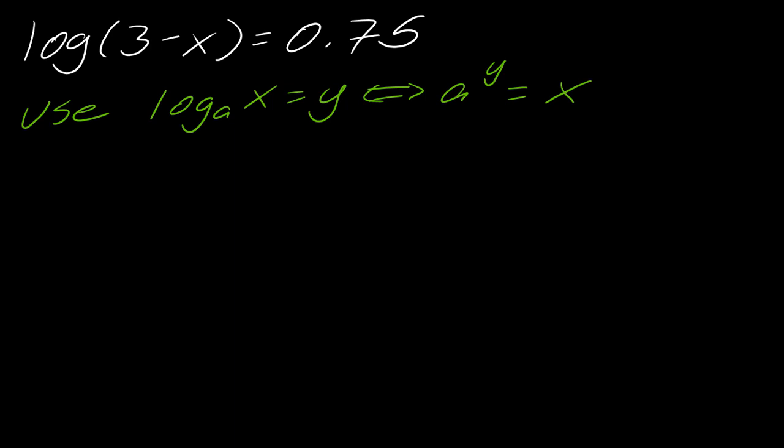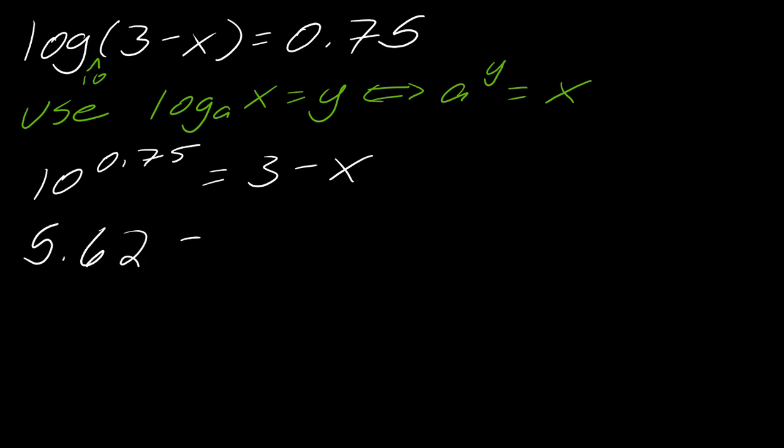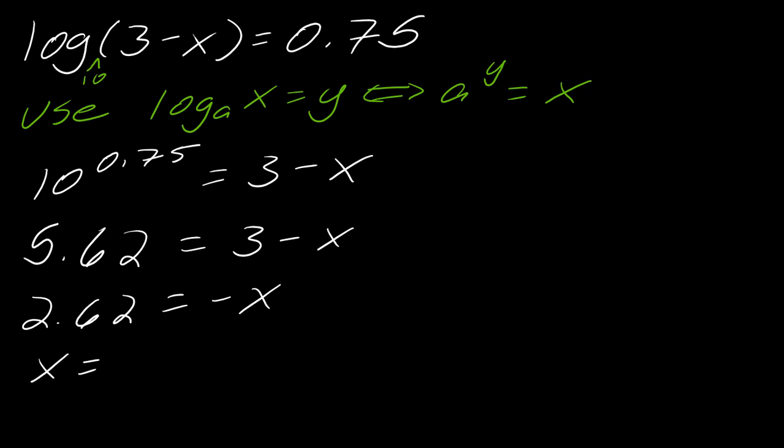Now, the only thing I want to mention with this is, since there's no base mentioned here, we just assume that this is log base 10. So if I rewrite this expression, then this becomes 10 to the 0.75 equals 3 minus x. And actually, now that I've set this up, this is pretty straightforward to solve for x. So I will need a calculator. So let's see, 10 to the 0.75 comes out to 5.62 and some change. And then to finish this, I can just subtract off the 3, so this becomes 2.62 equals negative x.